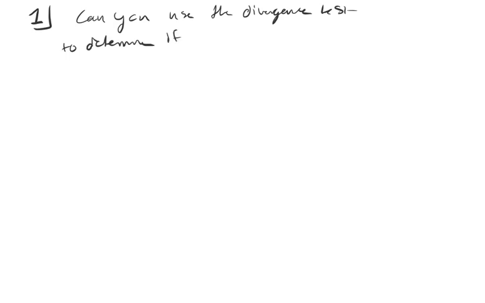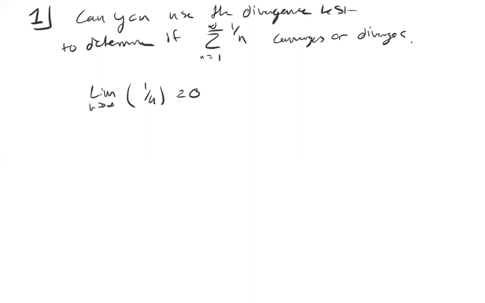First question, can you use the test for divergence, or divergence test, to determine if the sum n equals 1 to infinity of 1 over n converges or diverges? Well, the test for divergence requires that we take the limit as n approaches infinity of 1 over n, and naturally that's 0.